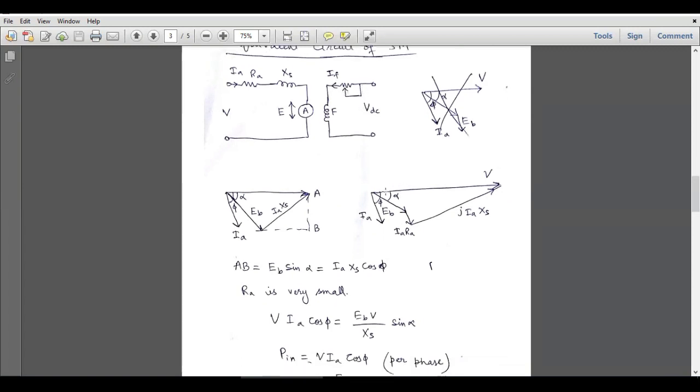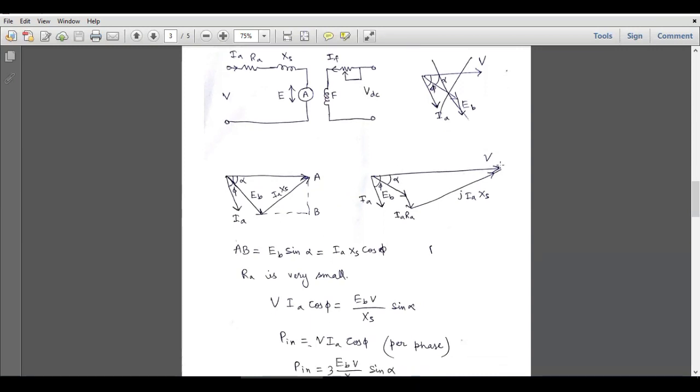So this is again the phasor representation of the synchronous motor. Here we have the applied voltage. This is the armature current. This is the back EMF, and the angle between back EMF and the applied voltage is alpha, and the angle between V and IA is phi.